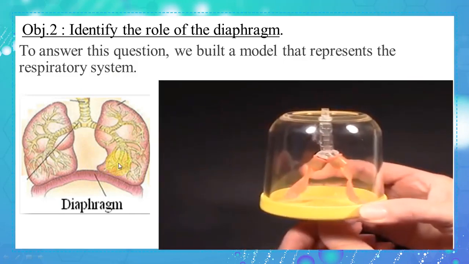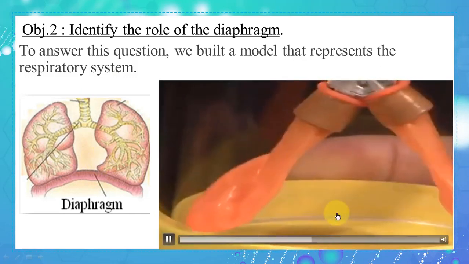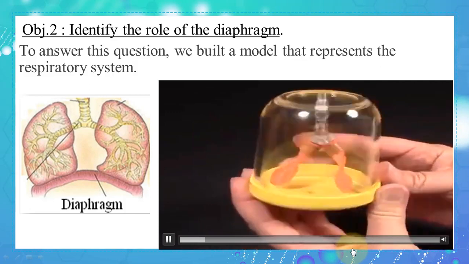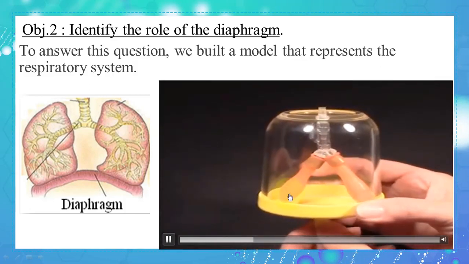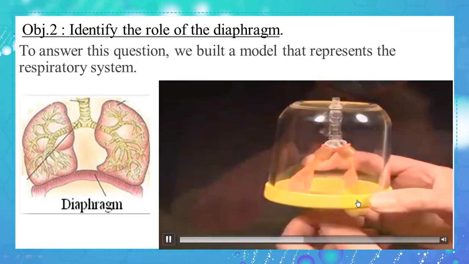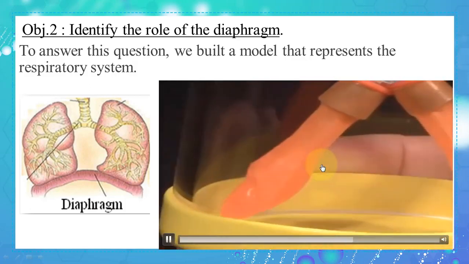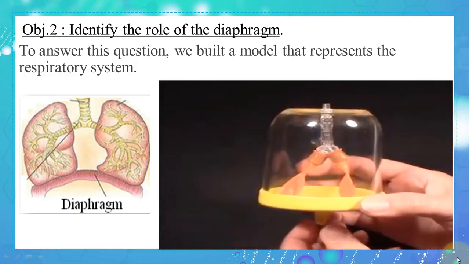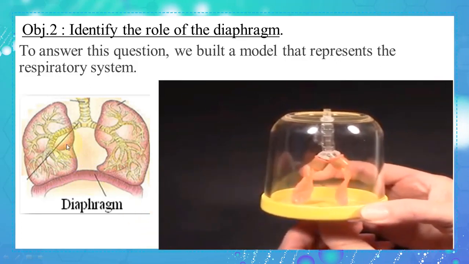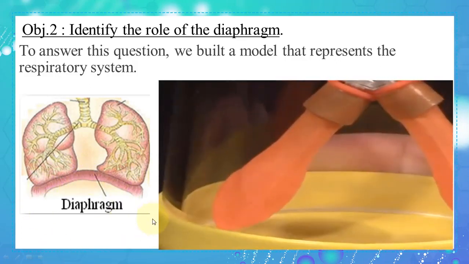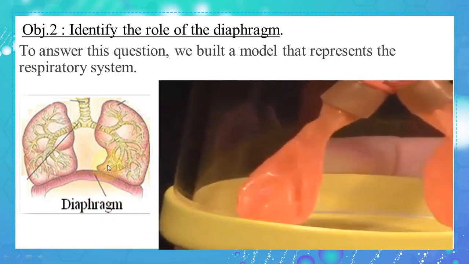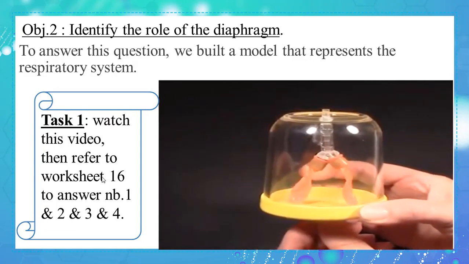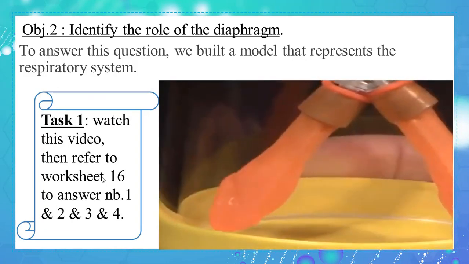Observe what will happen when he pulls the elastic membrane downward, then he pushes it upward. The model shows that the balloons inflated when he pulls the elastic membrane downward, then when he pushes it upward, the balloons deflated. Now, are you able to identify the role of the diaphragm? Yes, so it moves upward and downward to allow the air to enter and leave the lungs. Now pause the video to answer questions number 1, 2, 3, and 4 in worksheet 16.